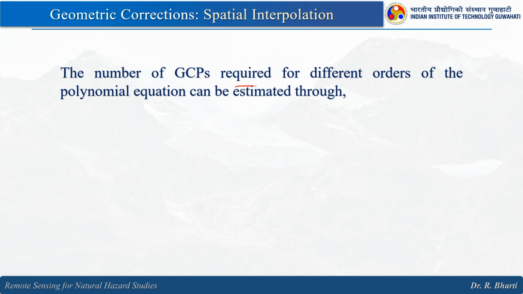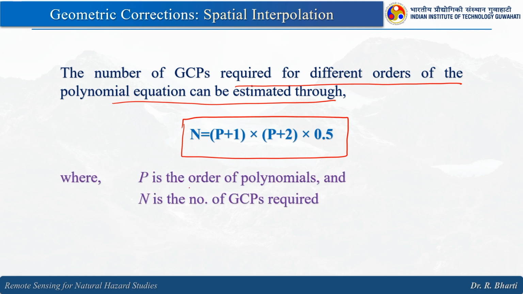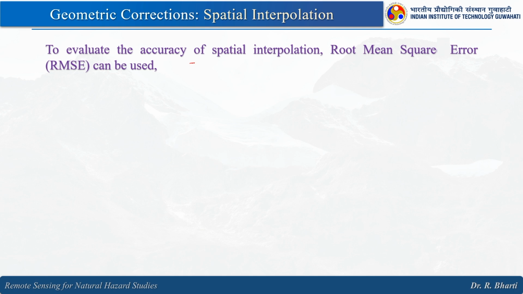The number of GCPs required for different orders of the polynomial equation can be estimated through this equation, which is n is equal to p plus 1 multiplied with p plus 2 multiplied with 0.5. So p is the order of the polynomial and n is the number of GCPs required. This is very important: you need to select an appropriate number of GCPs depending upon the polynomial equation that you are going to use for spatial interpolation. To evaluate the accuracy of the spatial interpolation, root mean square error, RMSE, is used, right.